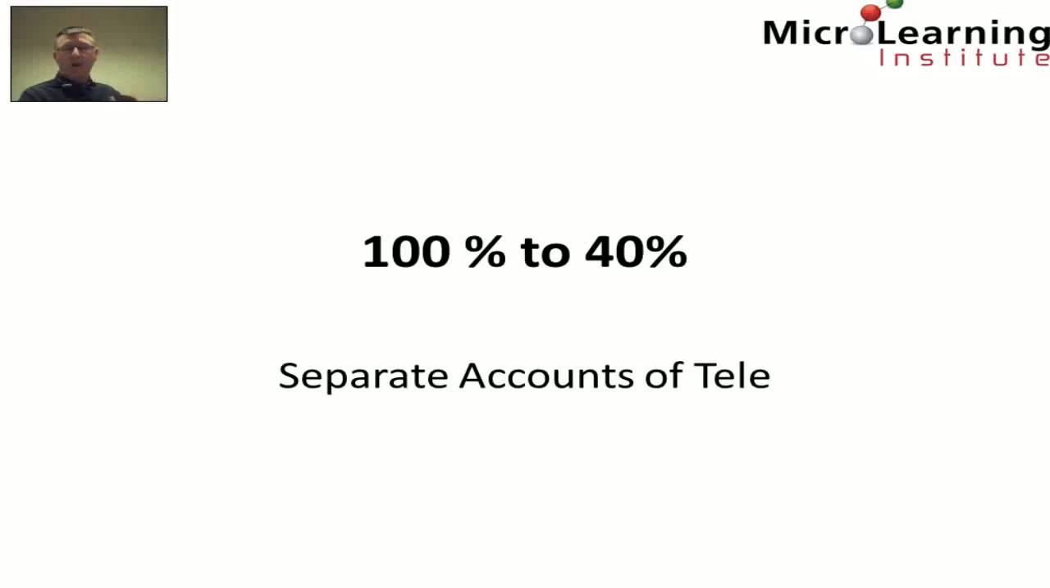We're going from a holding of 100% where we have control to a holding of 40% where we don't have control, but we have what we can consider to be significant influence, i.e. an associate relationship. So firstly, let's look at how this disposal would look on the individual accounts of Tele.